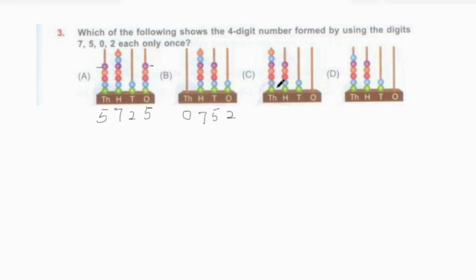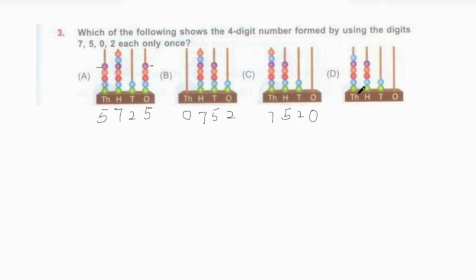Again, in option C, we have an orange bead on the top, which gives us 7. And in the 100 position, we have a purple bead, which gives us 5. And then 2 with the blue bead, and then at the ones position we have 0.